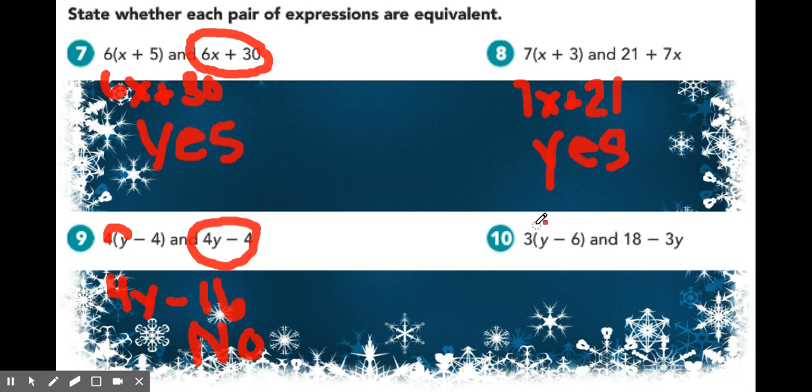Then I take a look here. I have 3 times y, which gives me 3y, minus 3 times 6, which gives me 18. When I look here, my terms are in different order. Well, to decide whether these are equivalent or not, I have to make sure I'm looking at my sign. So I have subtraction. In subtraction, can my terms be in different orders? They cannot. So that means no. This expression is not equivalent.